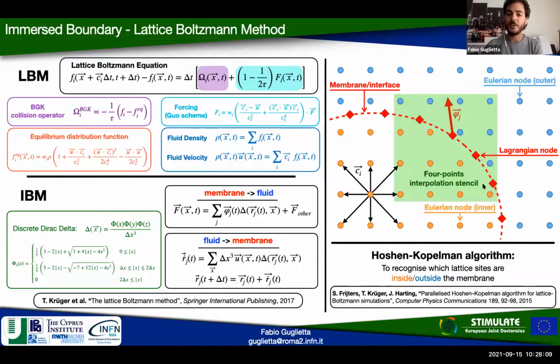Here is a 2D sketch of the membrane that can be represented by a set of Lagrangian nodes, which are the nodes where we computed the force before. And then this force can be communicated to the fluid by using the Immersed Boundary method. And then the force enters in the Lattice-Boltzmann equation. Finally, we compute the fluid velocity with the Lattice-Boltzmann equation, and we communicate this fluid velocity again with the Immersed Boundary method from the Eulerian nodes to the Lagrangian nodes. So the membrane can deform and evolve during the flow.